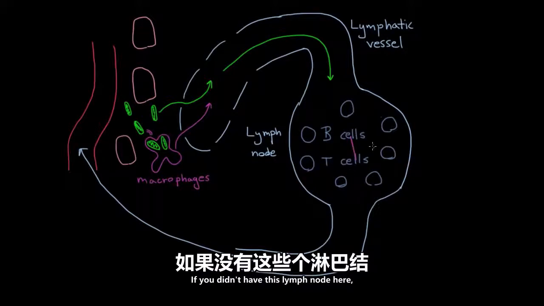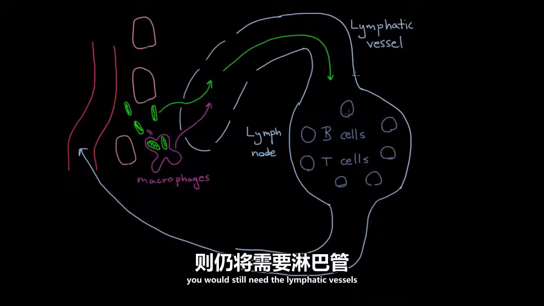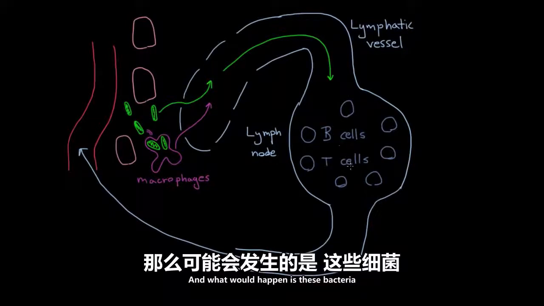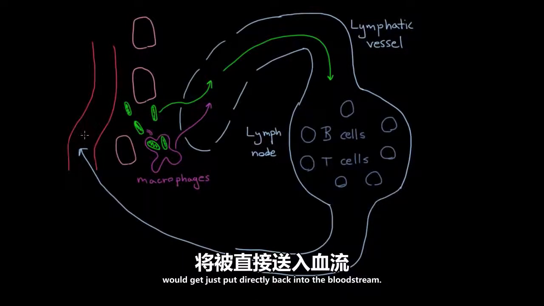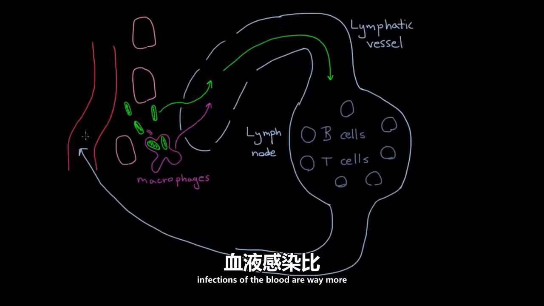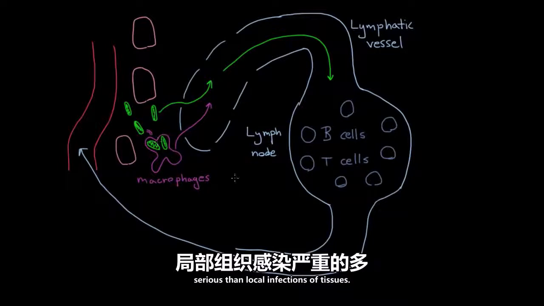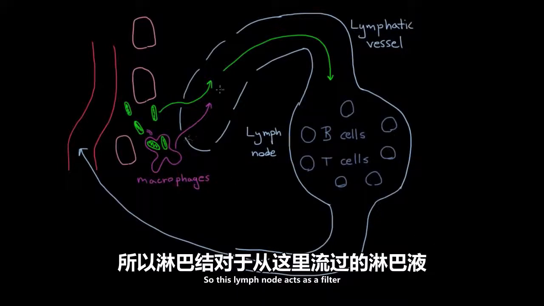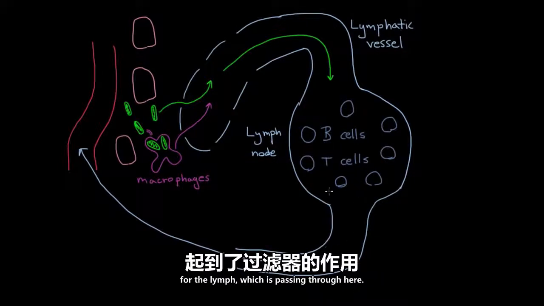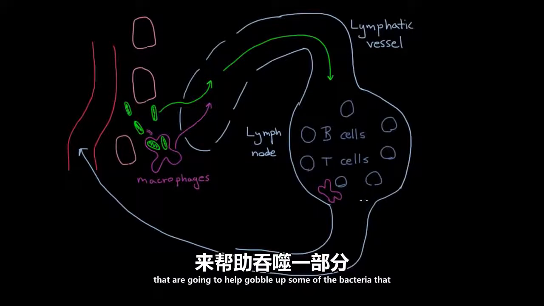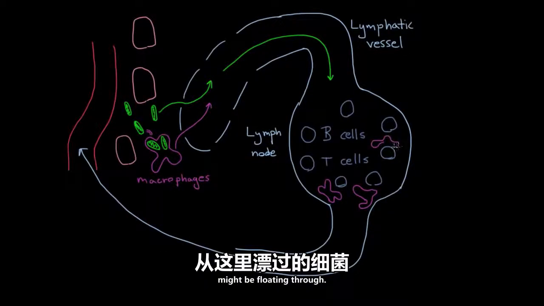If you didn't have this lymph node here, you would still need the lymphatic vessels to get rid of the fluid that your blood is filtering. And what would happen is these bacteria would get put directly back into the bloodstream. And that would be a problem because, as we said, infections of the blood are way more serious than local infections of tissues. So this lymph node acts as a filter for the lymph which is passing through here, and it also has some macrophages that are going to help gobble up some of the bacteria that might be floating through.